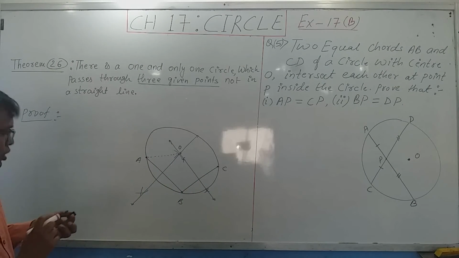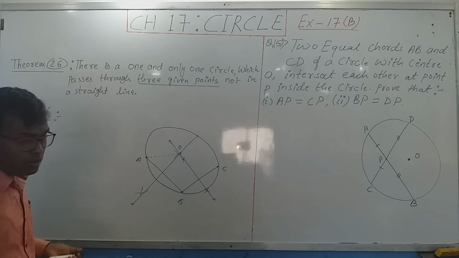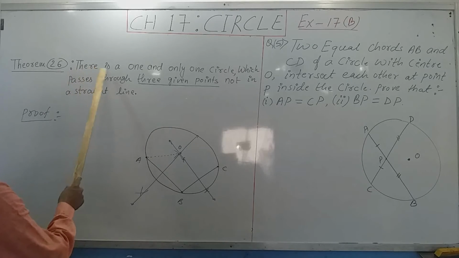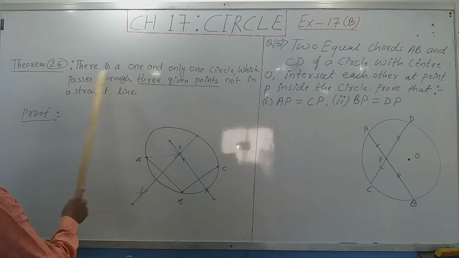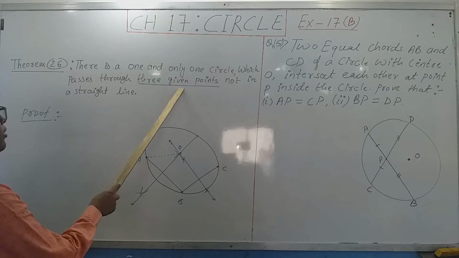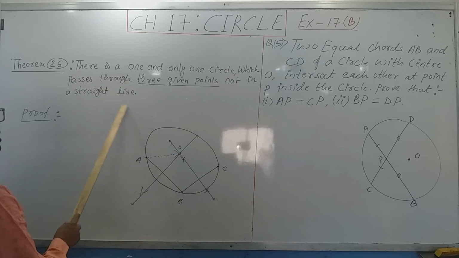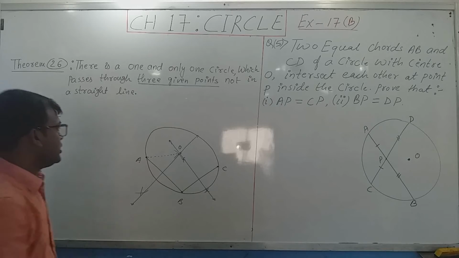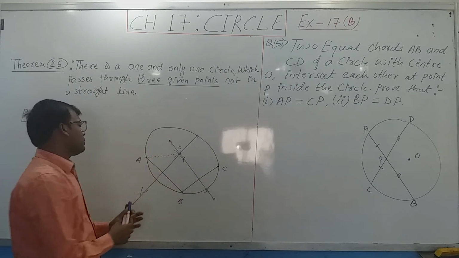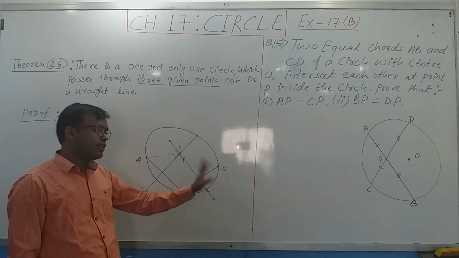Is it clear? So this is the theorem which is given to you. There is one and only one circle which passes through three given points not in a straight line. So this is exactly one circle which passes through the points A, B and C.